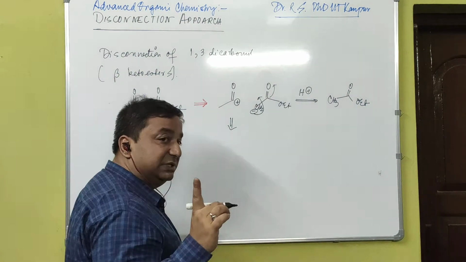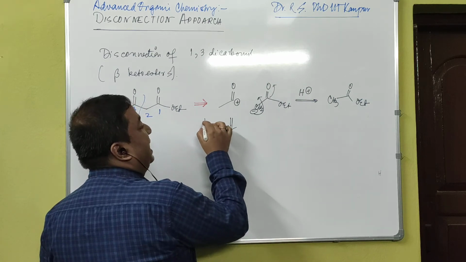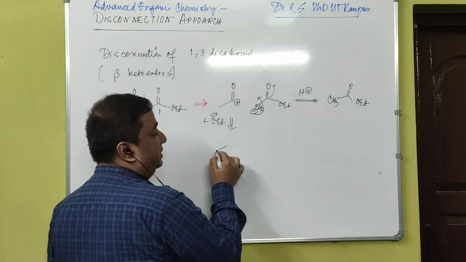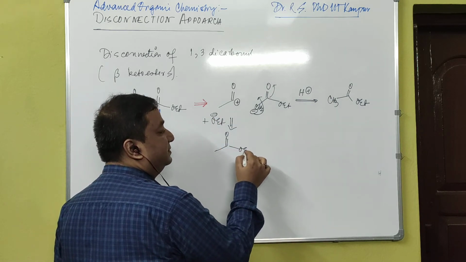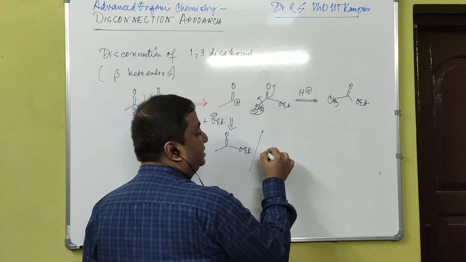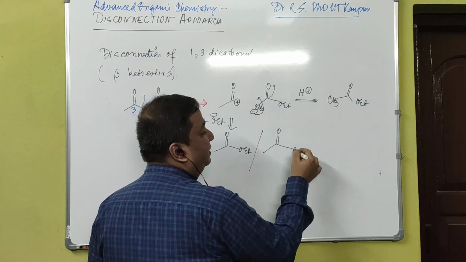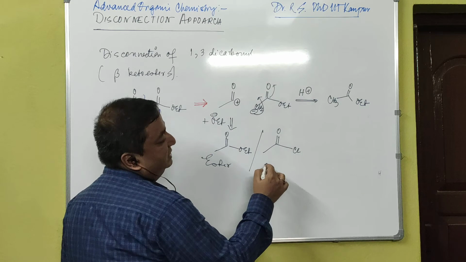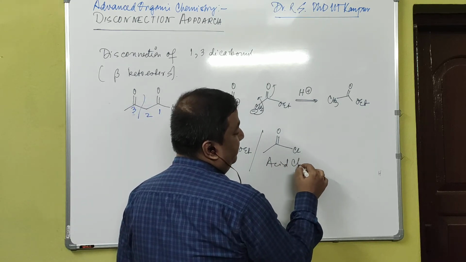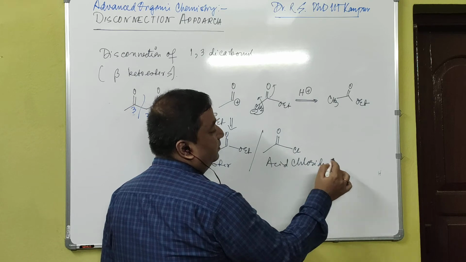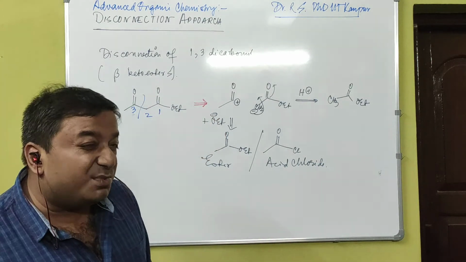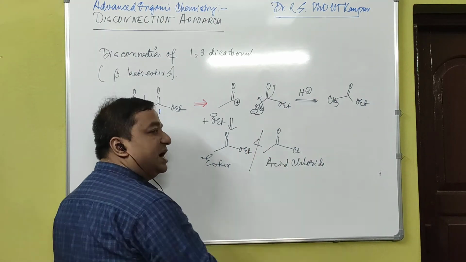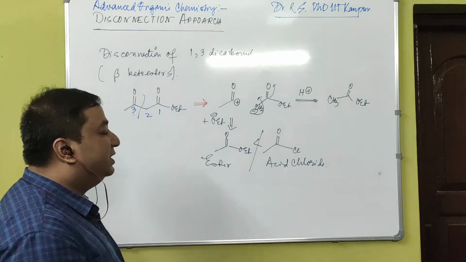Now here there are 2 possibilities. You can add OEt minus, isn't it? Or you can have another possibility, which is to keep a Cl. So this is your ester and this is your acid chloride. And you already know that your acid chlorides are much more reactive, so it will be leading to a faster reaction. Okay, these are much more reactive than the esters, so leading to faster reaction.